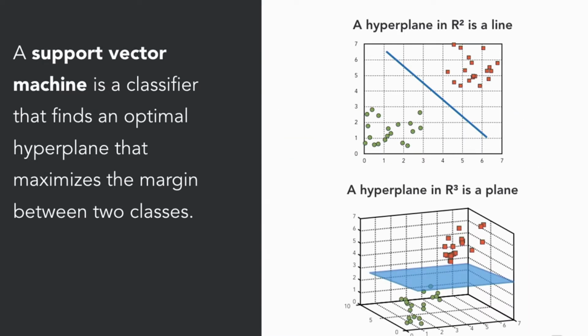In our definition, we talked about finding an optimal hyperplane. In our examples, we've just been using a line in two-dimensional space. So, a hyperplane is just a generalized term to identify your decision boundary in an n-dimensional space. So, in 2 dimensions, that's just a line. In 3 dimensions, it is a plane and so on.